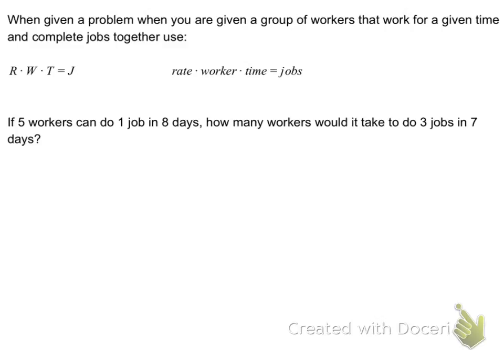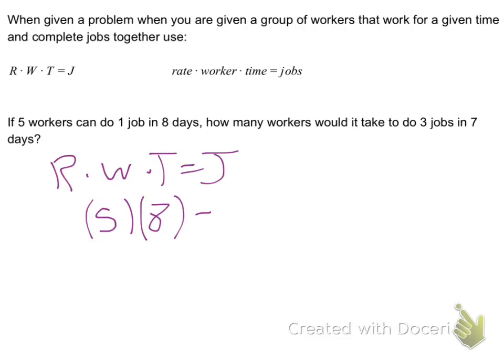So if 5 workers can do 1 job in 8 days, how many workers will it take to do 3 jobs in 7 days? So again, I have rate times worker times time equals jobs. The first thing I should do is fill in the information I know. How many workers? 5. Do I know how long it takes? Yeah, 8 days. How many jobs? One job. Do I know the rate? No, we don't.